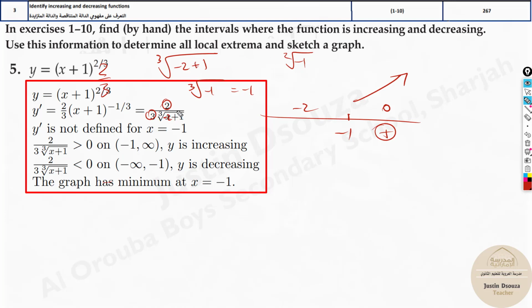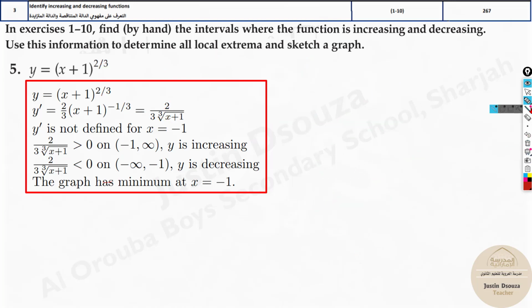But here you just put this equation in the calculator and check for -2. You'll get a negative answer. Why? Because it'll be the cube root of -1. It's negative over here. And that means it's decreasing, then increasing. So you have a minimum point at -1, and the function is decreasing from -infinity till -1, and from -1 till positive infinity it's increasing. So the graph will be like that.